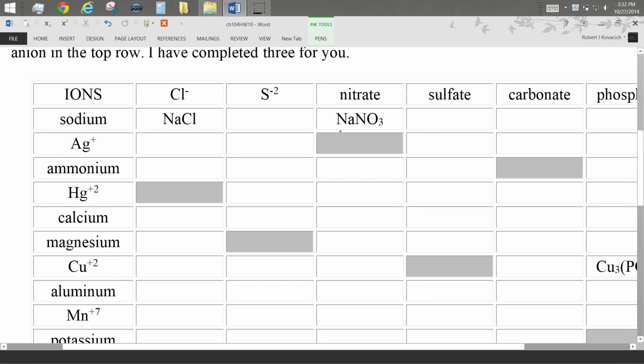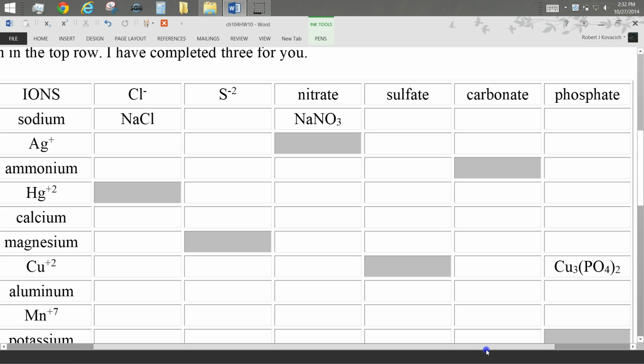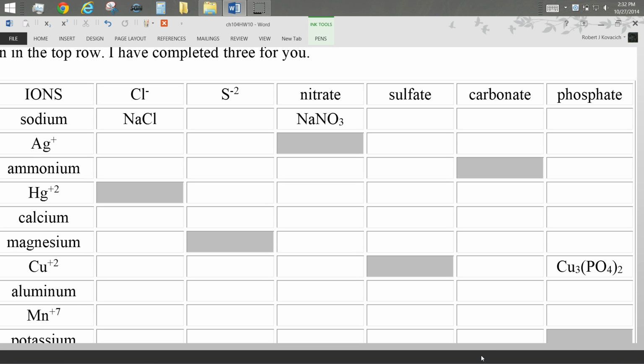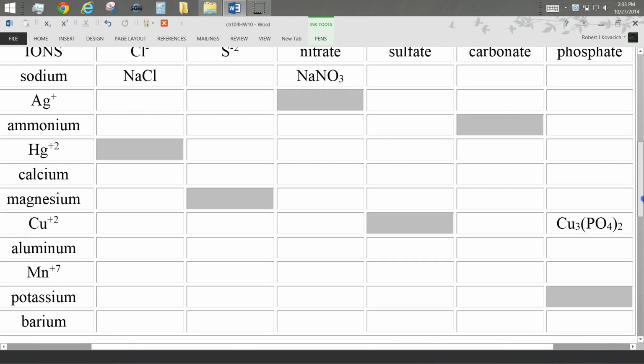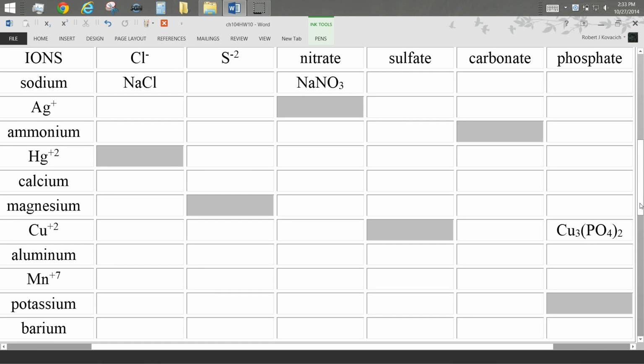All right, so let's go ahead and write up some formulas here. So I completed a couple. What's important for you is to realize what the charges are of the ions that you're going to put together to make these ionic compounds. So the chlorine and the sulfur, the sulfide are obviously given already, as are the silver and the mercury and the copper and the manganese. And then the other ones you're going to have to remember what they are.